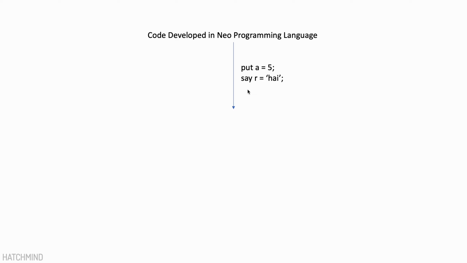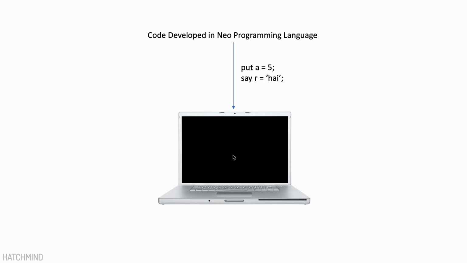Now when you try to run this code in a Windows or a Mac PC, it wouldn't understand what you are trying to say. For the OS, it's basically some string, right? Some numbers and letters. It doesn't understand what you try to imply by saying put and say. So for the OS to understand, you have to have something called a runtime environment. Now, who creates that runtime environment? For your programming language, you have to create a runtime environment.